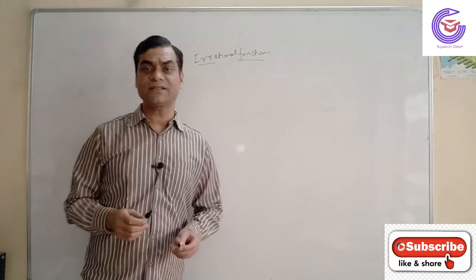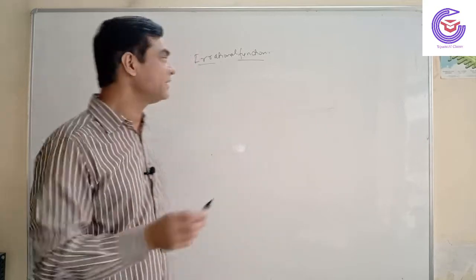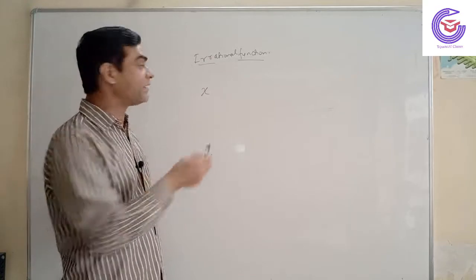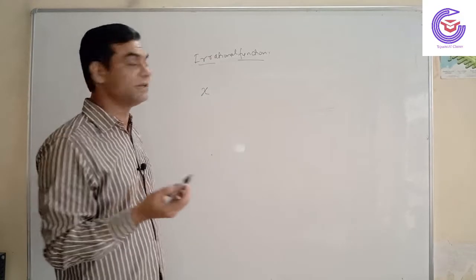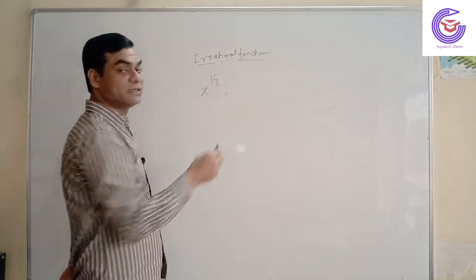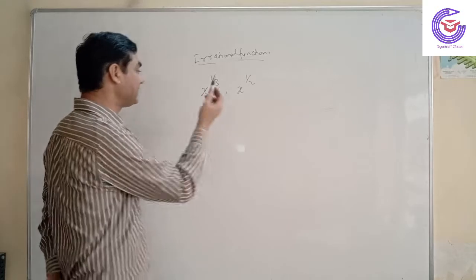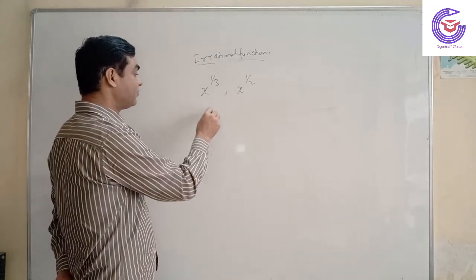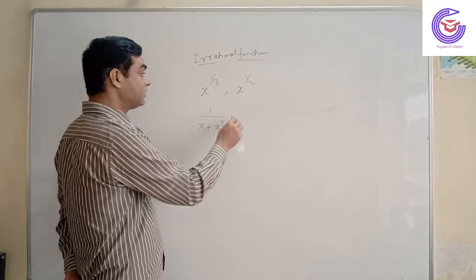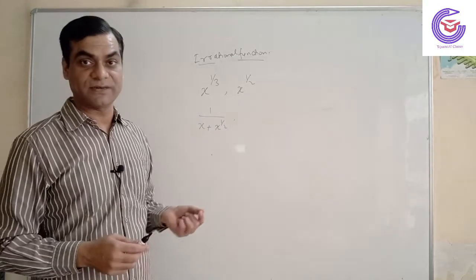So in the irrational function, how do you identify any function which is irrational? There is a very simple method. In the function, if you see any variable x and the power of this variable is non-integral, for example 1 by 3, or x to the power 1 by 2, or any complex function like 1 upon x plus x to the power half, these are some examples which determine that these functions are irrational functions.